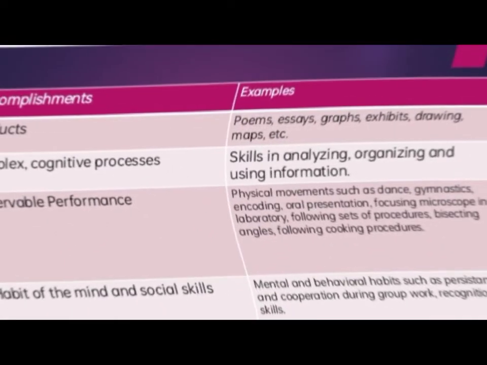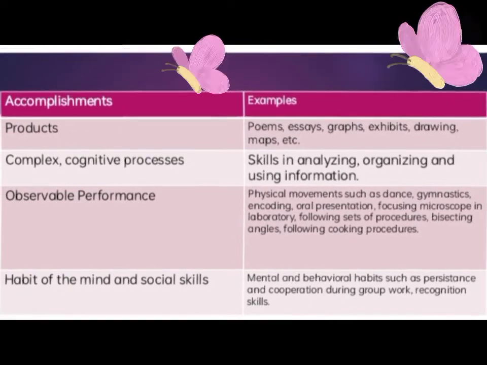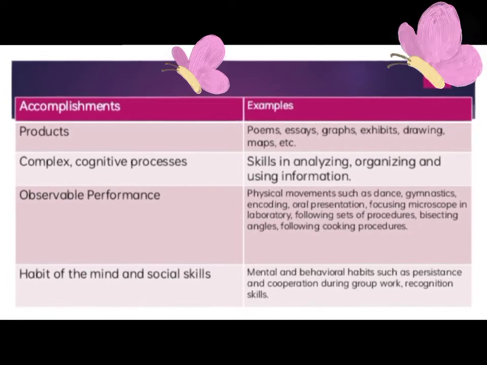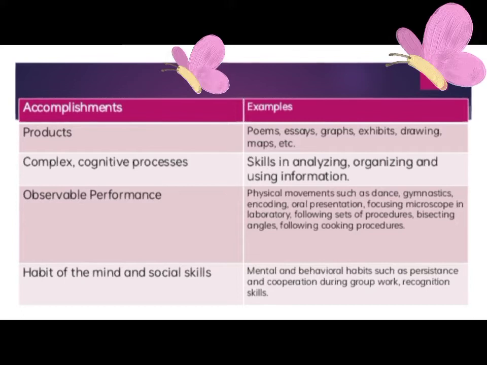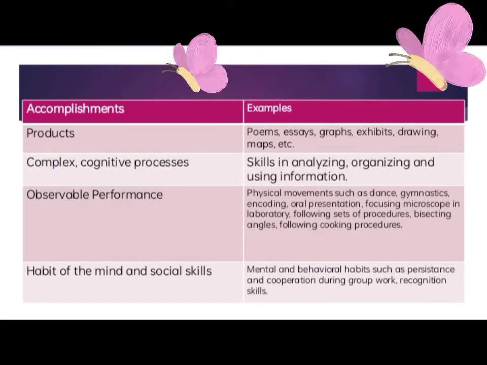There are accomplishments of performance-based assessment and its examples. Under accomplishments, there are four, namely: products, complex cognitive processes, observable performance, and habits of the mind and social skills. Examples of products are poems, essays, graphs, exhibits, drawings, maps, etc. In complex cognitive processes, there are skills in analyzing, organizing, and using information.